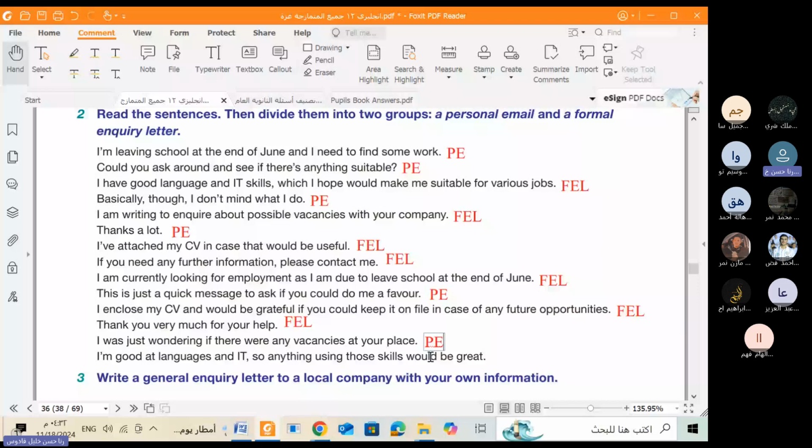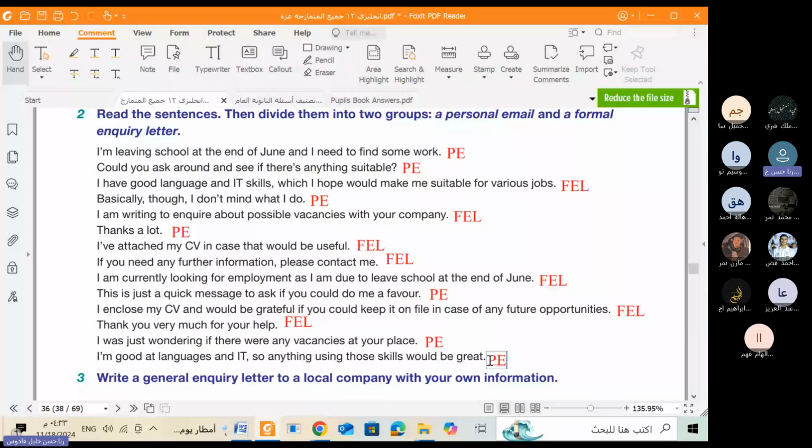What about this statement? It could be formal. I'm good at languages and IT, so anything using these skills would be great. This is not formal, it's personal, because we have something in everyday English, in everyday situations.